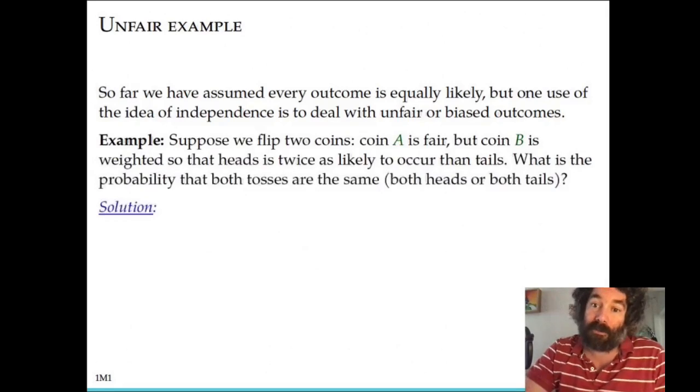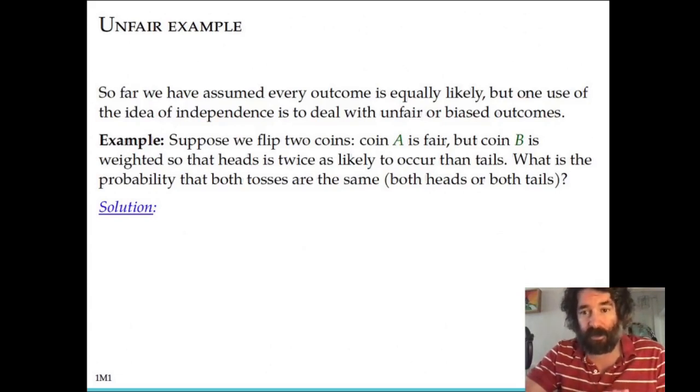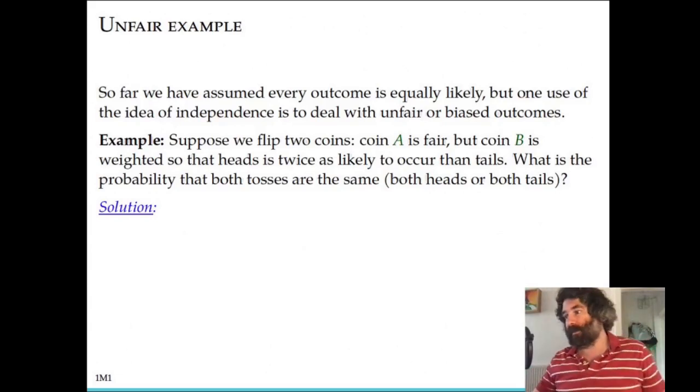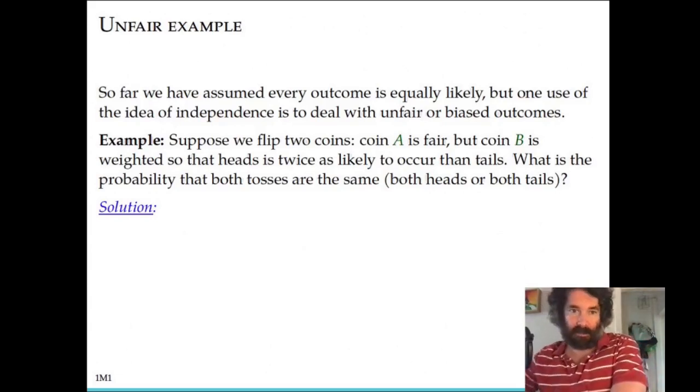So suppose we flip two coins, one we call coin A, another we call coin B, and coin B is weighted so that heads is twice as likely to occur as tails. We want to figure out then what is the probability that both tosses are the same, that is they're both heads or they're both tails. Okay, so let's consider this example.